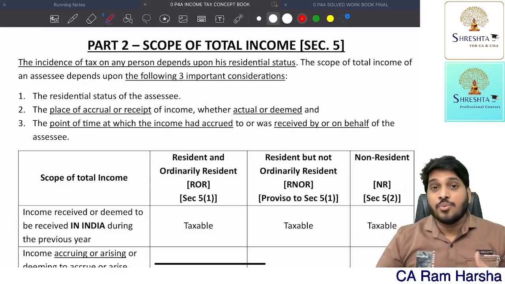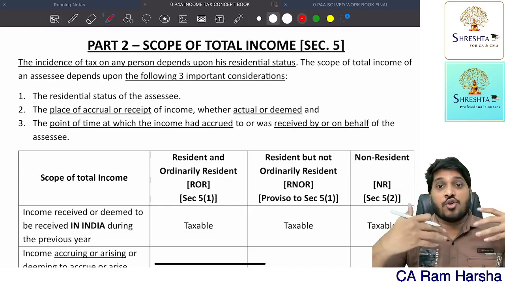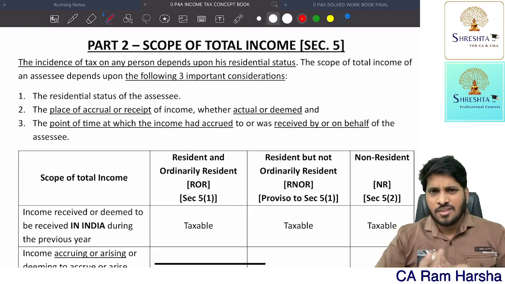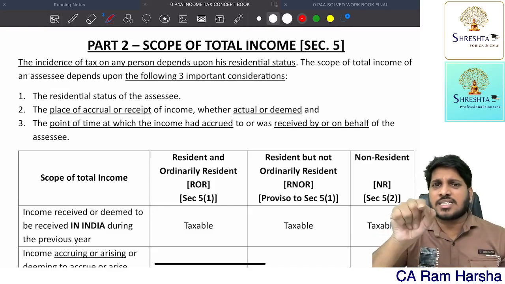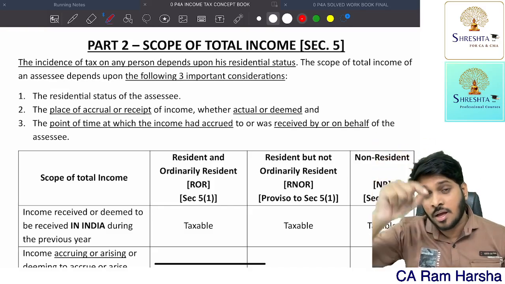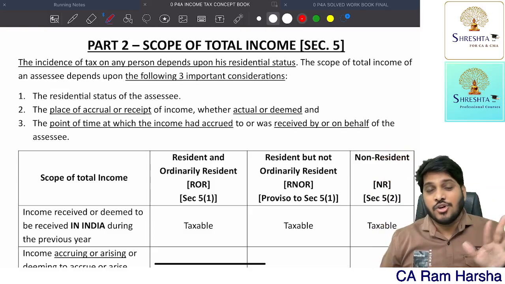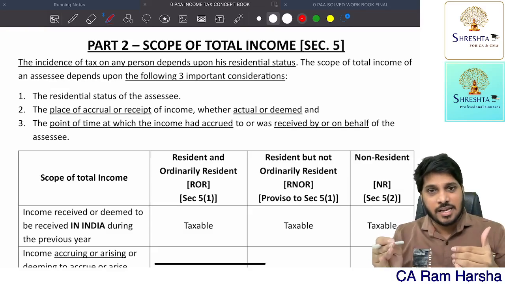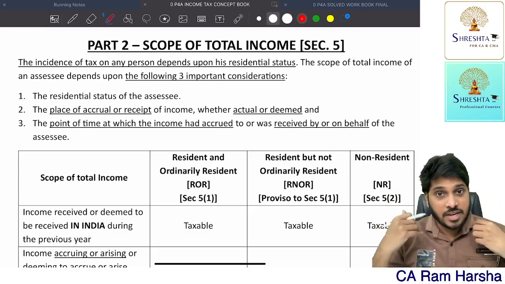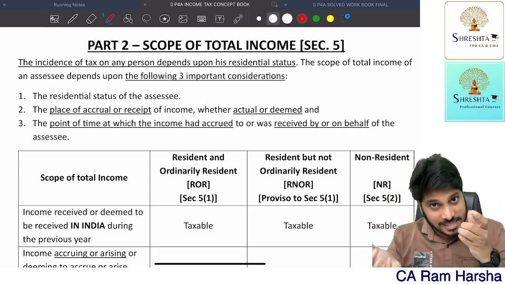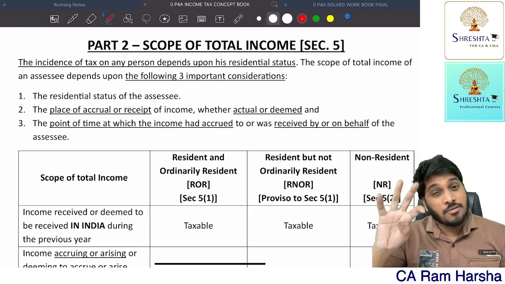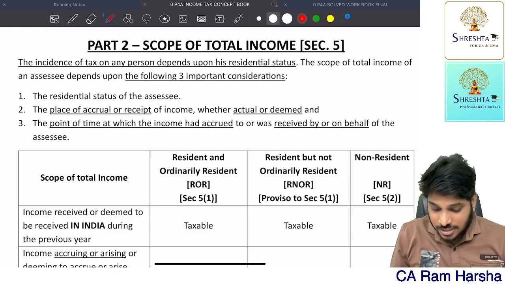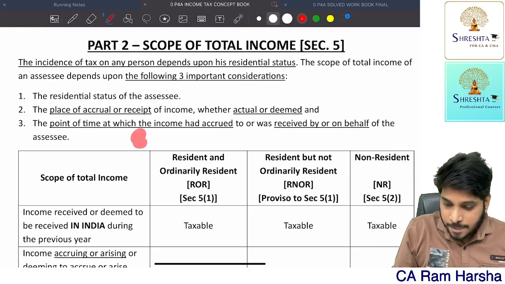Same way, we individuals, if we go to any other country and earn income in that country, and the Indian income tax government asks us to pay tax on that income, will that country agree? No. So likewise, every country will tax. Every country wants to collect tax on the income for which the source is in that country. So we call it source based principles.